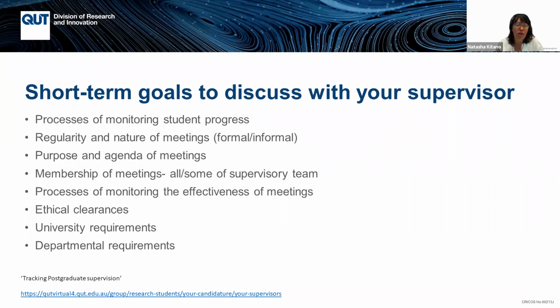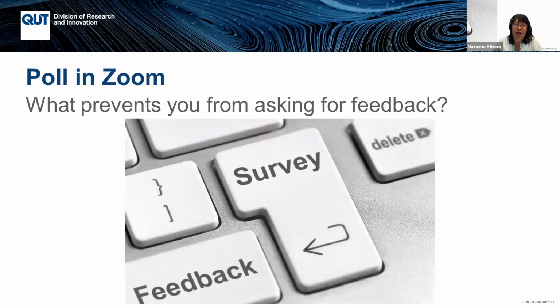Some short-term goals to discuss could be, from the second one, you need to talk to them about the regularity and nature of meetings. How formal or informal are they? Also talk about the purpose and the agenda of meetings. Who is going to attend the meetings, the membership of the meetings? Maybe it's all of the supervisory team, some of the supervisory team, but you can have that discussion so that it's clear. Also, the processes of monitoring the effectiveness of meetings, figure out who's going to take notes, for example. Also, you can have the discussion about ethical clearances, university requirements, or in fact, the requirements of the department that you're working in.